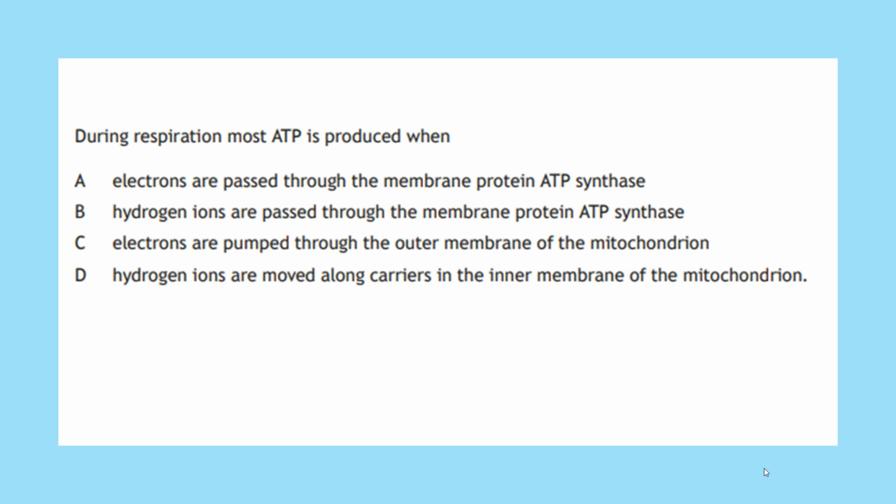Now that we've discussed all 3, let's try some past paper questions. During respiration, most ATP is produced when A. Electrons are passed through the membrane protein ATP synthase. B. Hydrogen ions are passed through the membrane protein ATP synthase. C. Electrons are pumped through the outer membrane of the mitochondria. Or D. Hydrogen ions are moved along carriers in the inner membrane of the mitochondrion. Pause the video and select your answer.